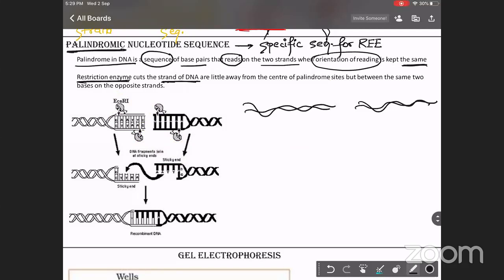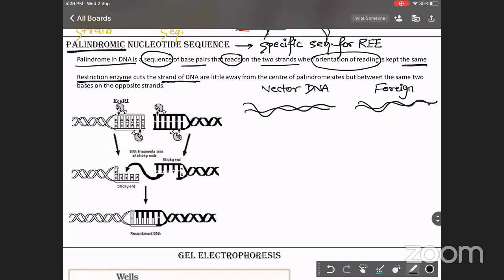Okay, so we have the two DNA strands. One belongs to the vector DNA. Vector DNA means we will use it as the vector. The other is the foreign DNA, which is coming from outside and contains one of our desired genes. So what we are doing is using the vector DNA, which is going to carry that particular foreign gene, the foreign DNA.